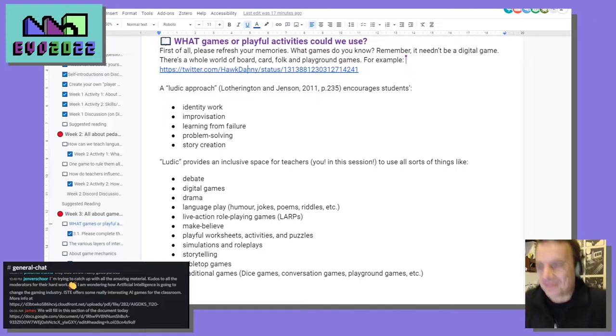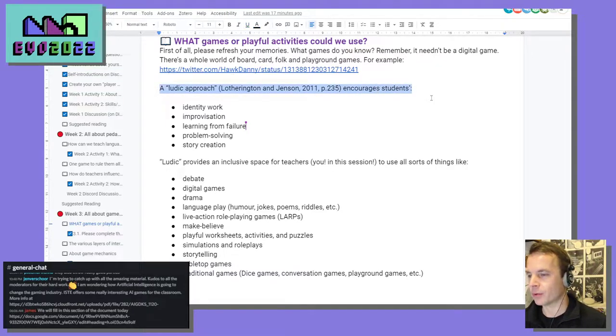All right. So, from that end of the spectrum, all the way to very structured, playful things like games, of course, and digital games, MMOs, things like that. The first activity today is we're going to just try and make a list of different games and things that we can play. So again, we talked about this ludic approach, which was mentioned in a paper by Lotherington and Jensen.